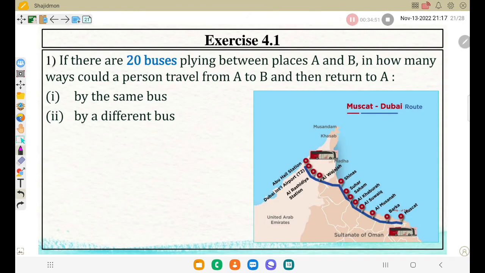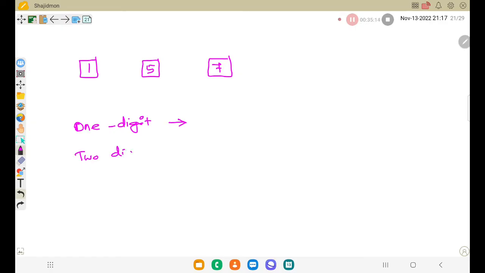Okay, 1, 5, 7. For example, I have the number 1, I have the number 5, I have the number 7. So how many integers can I form? That is the question. I can form one digit numbers, I can form two digit numbers, and I can form three digit numbers, correct? Maximum 3 digit number, because repetition of the digit is not allowed, correct?